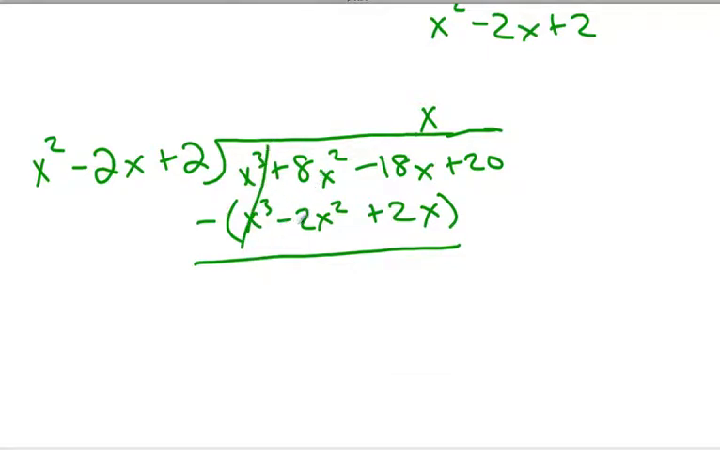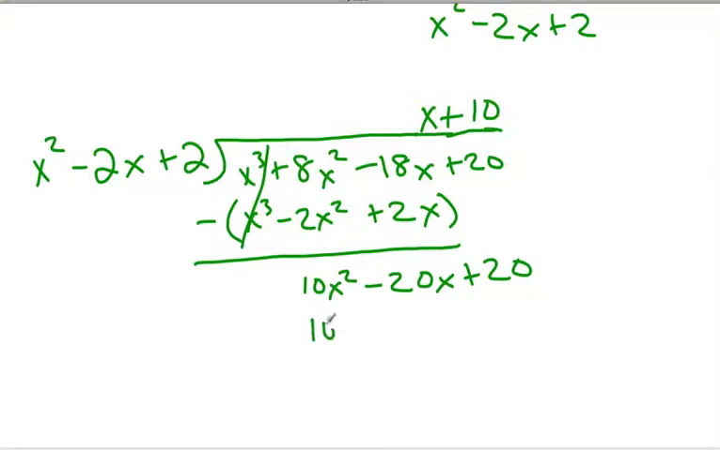8x squared minus negative 2x squared, that's like adding. Minus negative. 8x squared minus negative 2x squared, that's positive 10x squared. Negative 18x minus 2x is going to be negative 20x plus 20. Now we have to find a way to multiply. We have to multiply by 10, because multiplying by positive 10 will give us the ability to completely cancel this out. I have to do a better job of explaining.